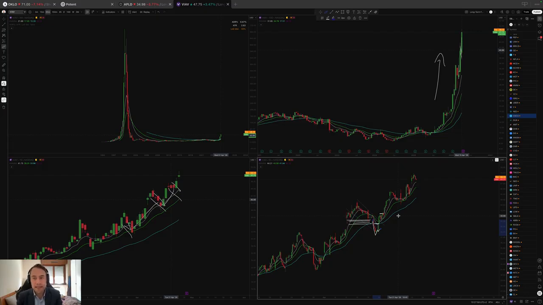So Wyckoff theorized the composite operator. The composite operator is a big operator composed by banks, hedge funds, and big investment firms. So the big players, the smart money. And Wyckoff says that you have to imagine that there is this composite operator that is constantly trying to hit your stop loss.